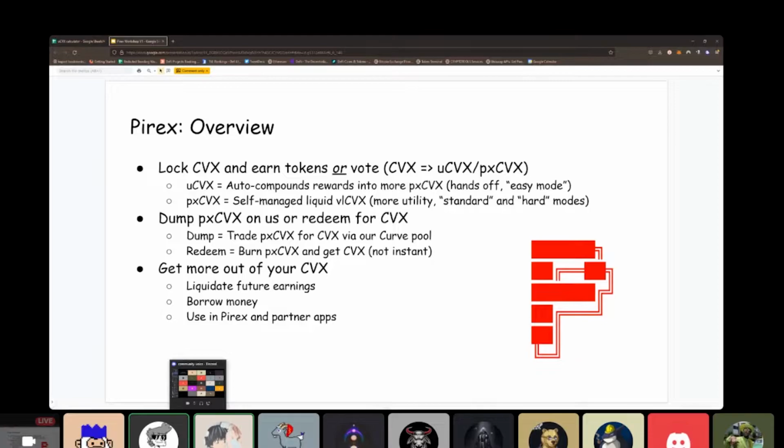Yeah, and KP, we should probably touch on a little bit too, like what is currently live on Pyrex.io. Like if they go there right now, what are they interacting with if they choose to through the easy mode? It would be cool to walk through the flow of easy mode a little bit. Yeah, like what is actually going on there?